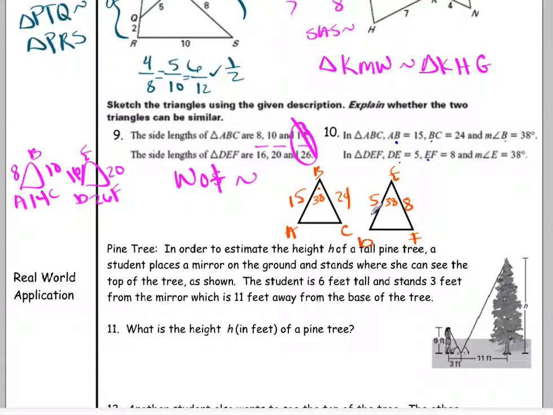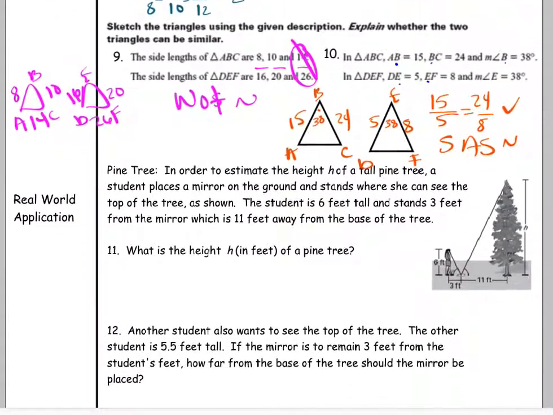So this would be looking at side angle side for the reason. And on the one on the left, if it was in order 15, 24, and then it would be 5 and 8. And if I divide here, I get 3. If I divide here, I get 3. That checks out. So these will be similar by side angle side similarity. And that's all I would have to put there.